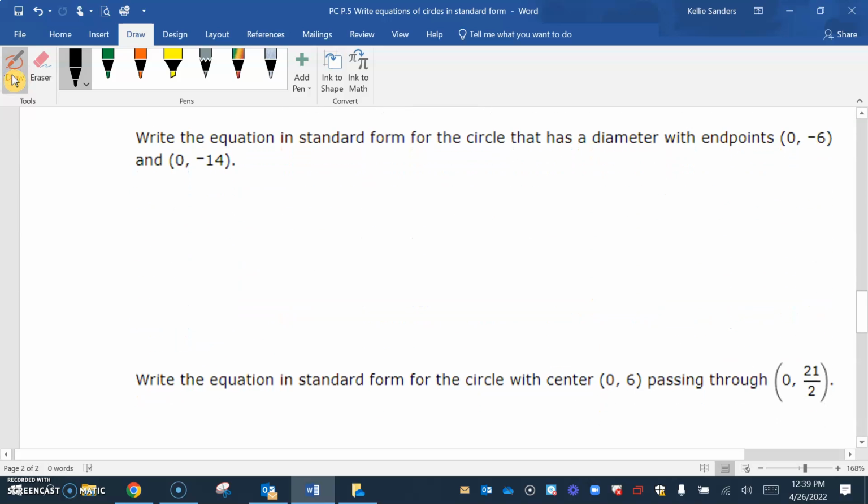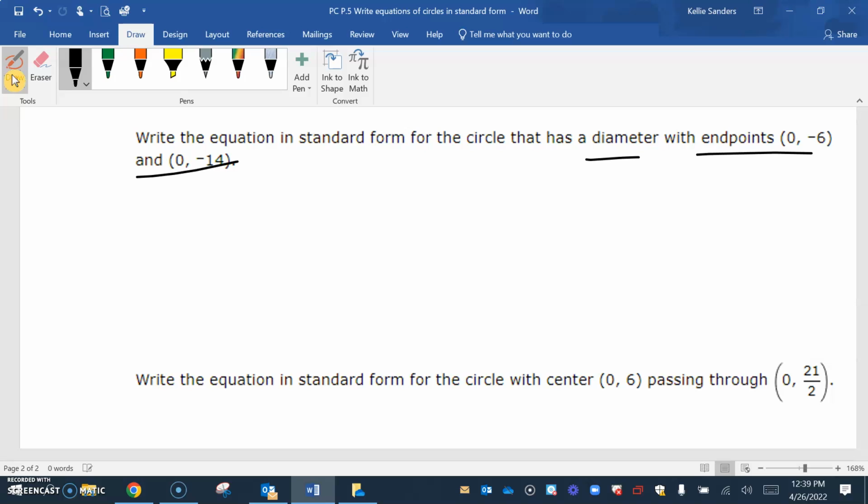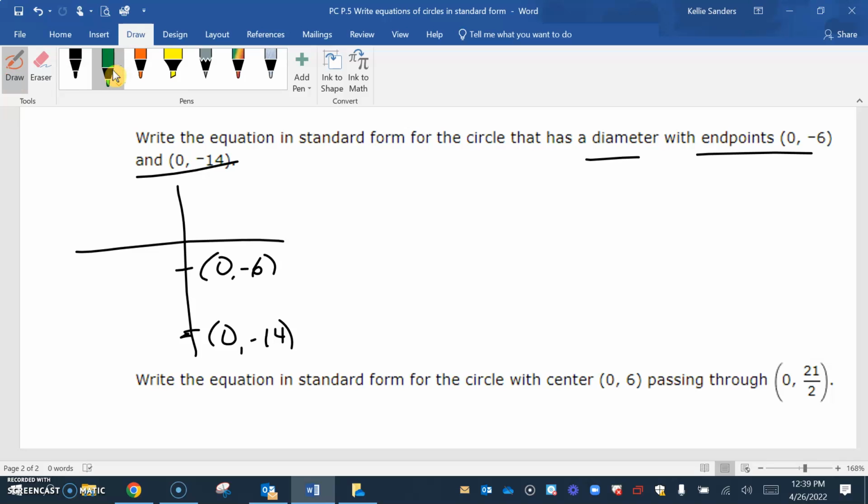Write the equation in standard form for the circle that has a diameter with endpoints. Okay, so what this is saying is, and I'll give you a visual, (0, -14) is right here, and (0, -6) is right here. So that's the endpoints, so our circle is going to look something like that. So our center is going to be right between them.